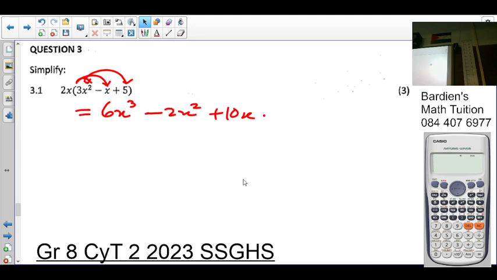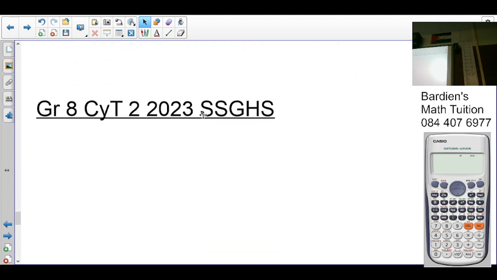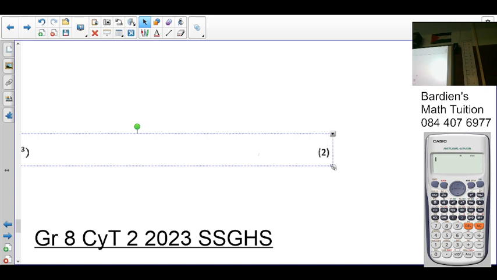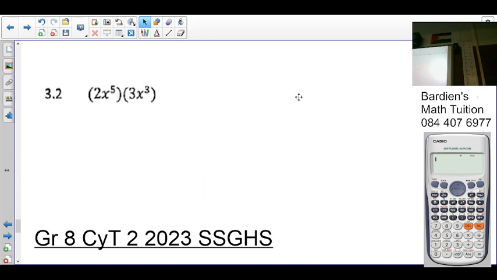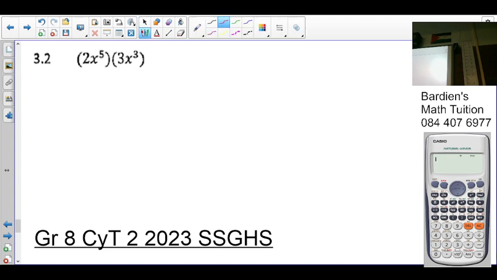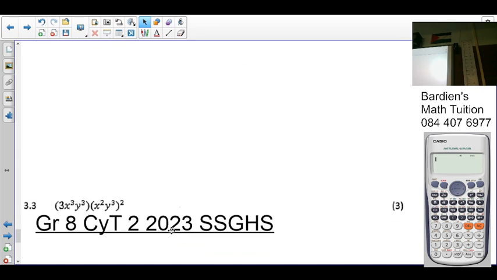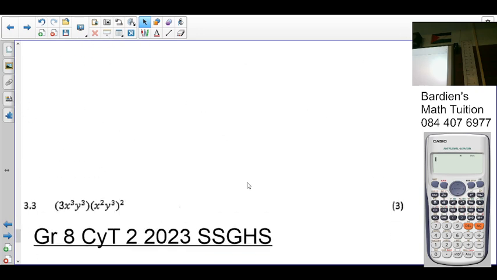Is there any like terms? No? Okay, number 3.2. What does bracket stand for? Multiplication. So 2 times 3 is 6. x to the 5 times x cubed is x to the 8. We're multiplying and the bases are the same. As you can see, both bases are x's, so we add the exponents.